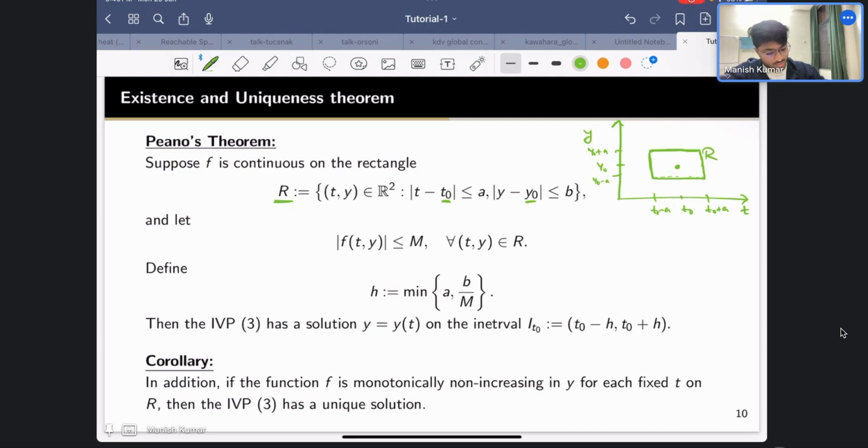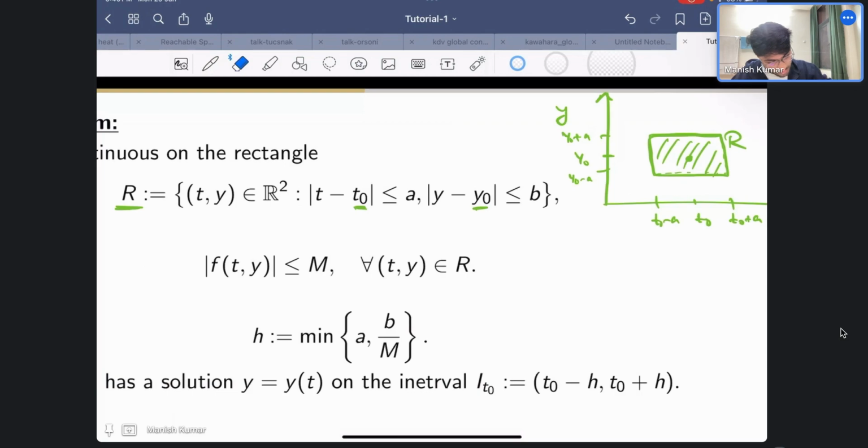Hello, sir. Sorry for the interruption, sir. No, no, no. It will be y naught minus b and y naught plus b on the y-axis. Oh, sorry, I have written a instead of b. Okay, right. Yes, sir. Yeah, thank you.